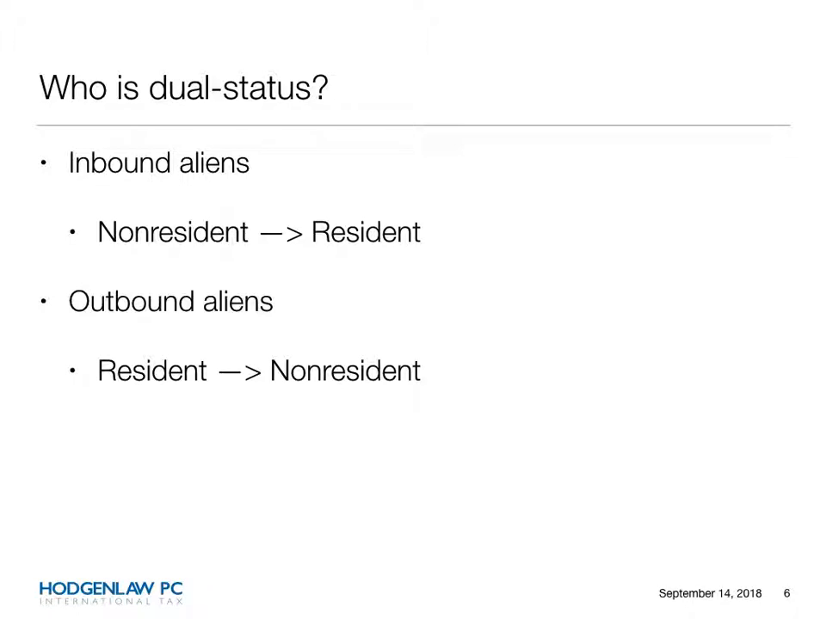Depending on which way the residency status changes, two types of taxpayers arise: inbound aliens and outbound aliens. Inbound aliens are taxpayers who are non-resident aliens but become U.S. residents during the year when they enter the U.S. Outbound aliens are essentially the opposite. Taxpayers who were U.S. residents but become non-residents during the year when they leave the U.S.